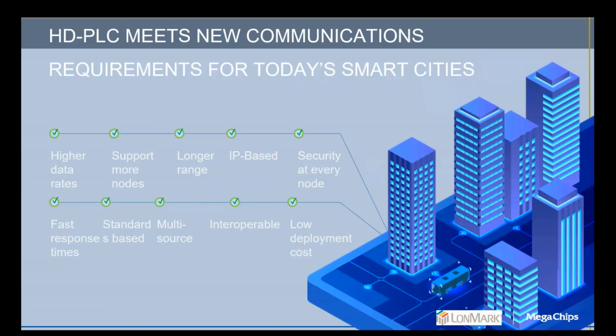It offers a strong encryption engine based on AES-128 for high security at every node, fast response times that are in milliseconds, and more than 200 messages per second. It's standards-based and available through multiple vendors. There is an interoperability and certification process in place through both the HD-PLC Alliance and LonMark International to ensure competitiveness and availability. And best of all, it offers the lowest deployment cost. So we believe we achieved all we were asked by our customers and the industry as a whole, and we met the challenge. We hope you now take advantage of it and use it in your next projects.